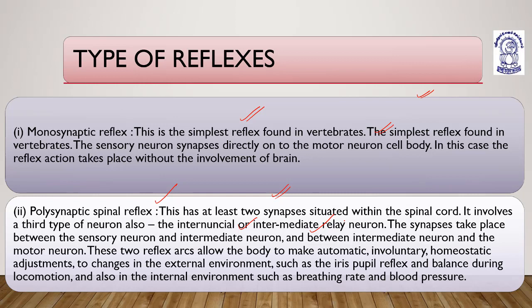So polysynaptic spinal reflex, they need a third category of neurons known as what? Internuncial or intermediate neurons. Okay. The two reflex arcs allow the body to make automatic, involuntary, or homeostatic adjustments to changes in the external environment, such as iris pupil reflex and balance during locomotion, and also in internal environments such as breathing rate and blood pressure.